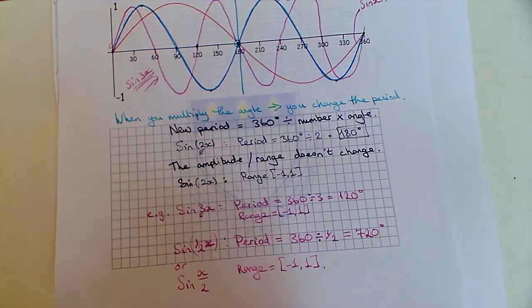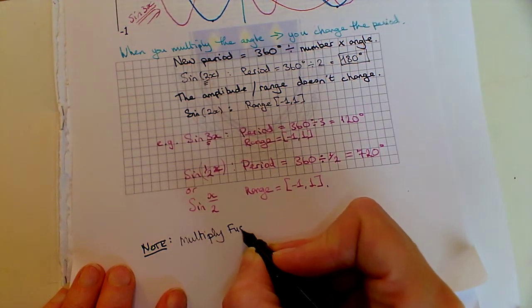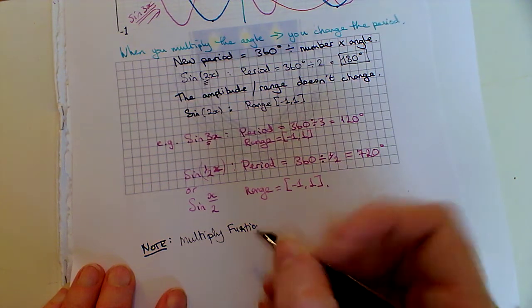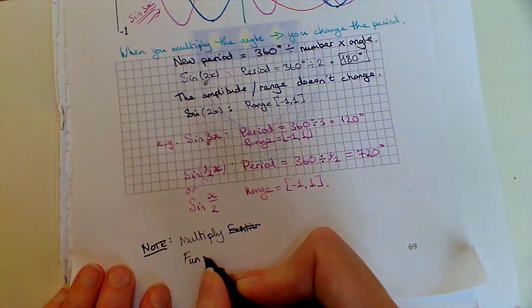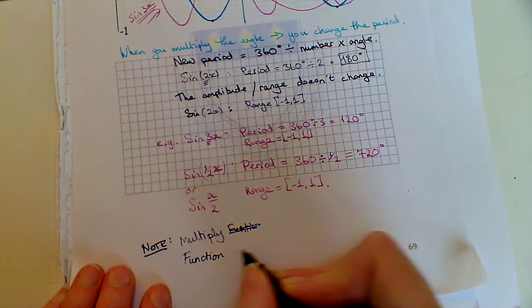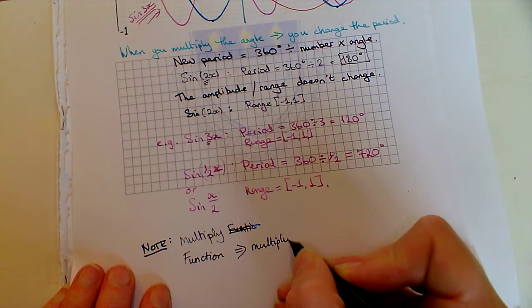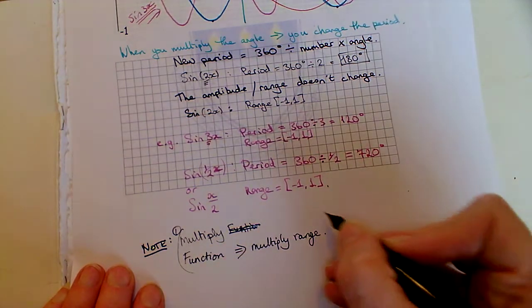So we'll just make a quick note here. When you multiply the function, the sine or the cos, I can't seem to write today, sorry. When we multiply the function, the whole sine or the whole cos, you multiply the range. That's the first kind of thing we do.